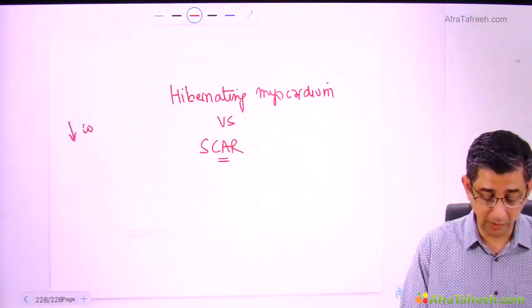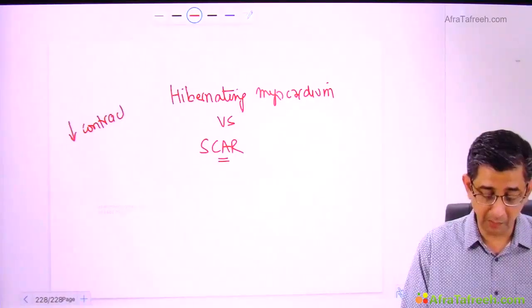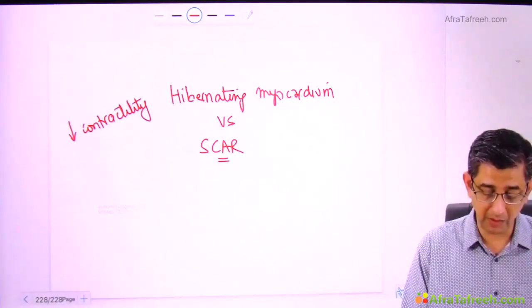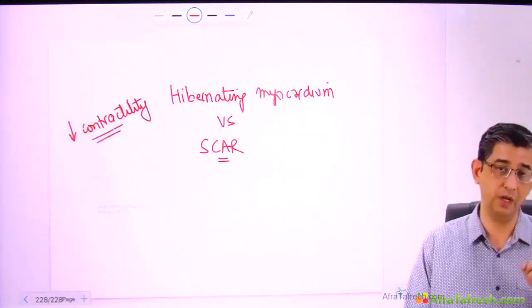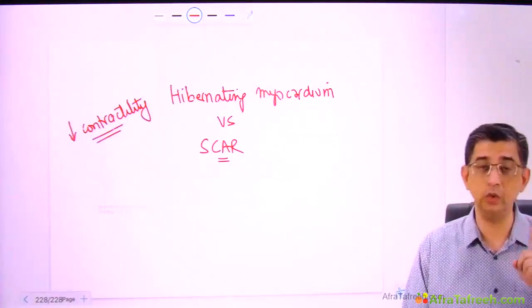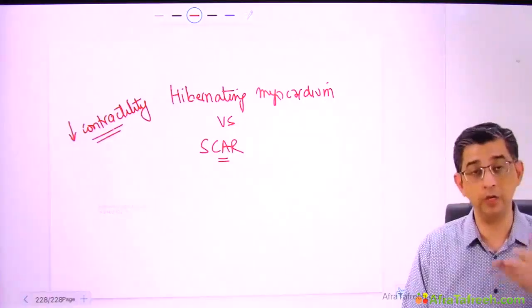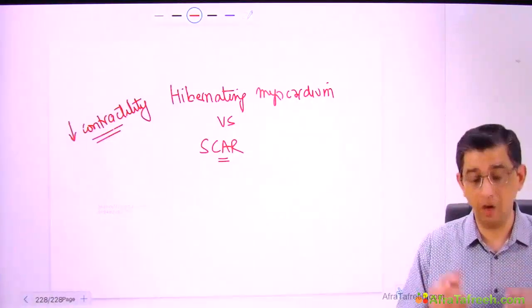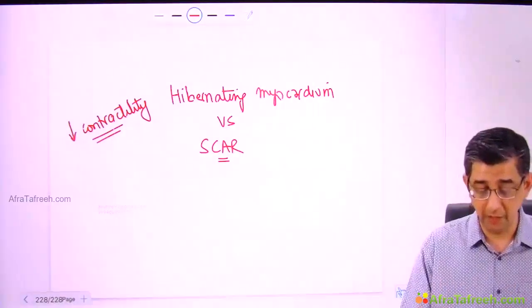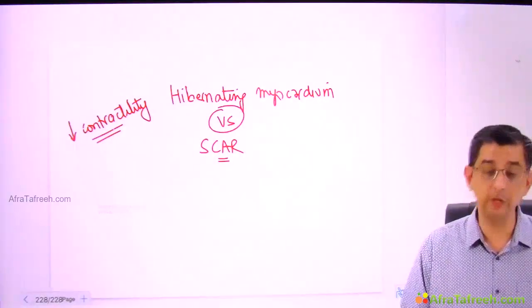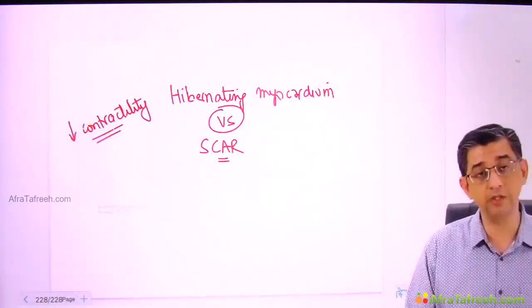I said the common thing between the two is, if some part of the heart is exhibiting less contractility, there can be two reasons for it. Less contractility can either be due to less supply of oxygen, or it could be due to a scar, which is dead tissue. Now, how do you differentiate whether it's a scar in the heart contributing to less contractility, or whether it is going to be deficiency of oxygen?